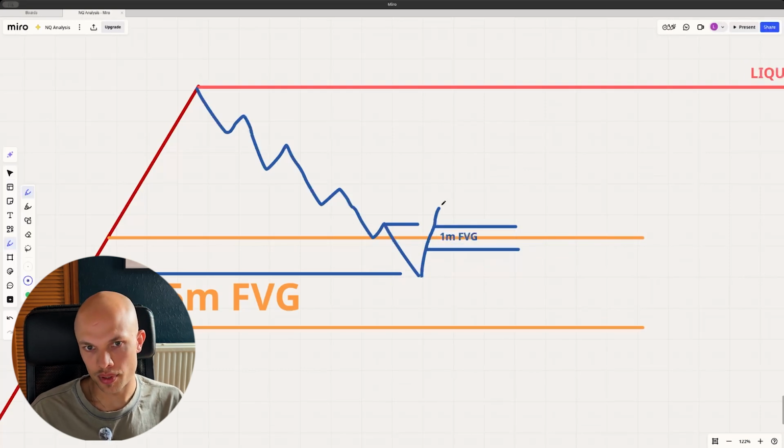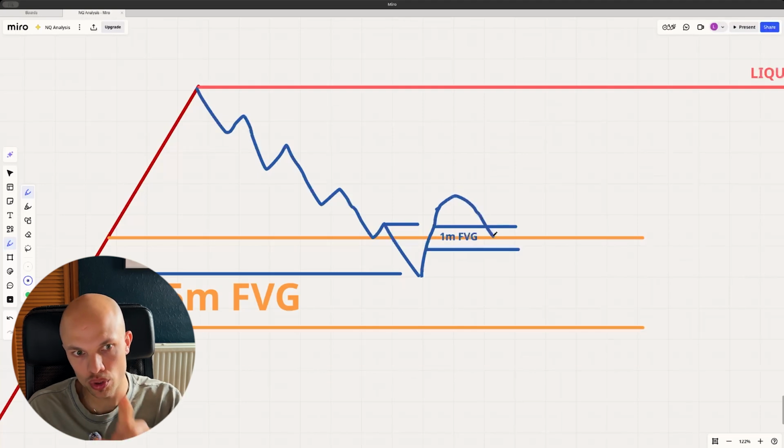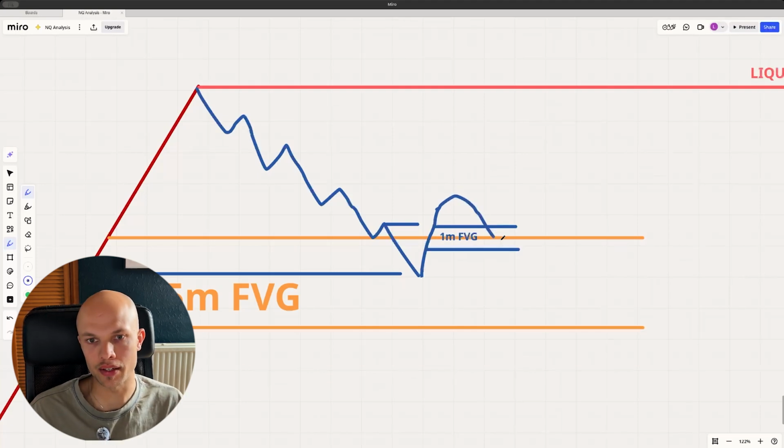What we'd like to see is price retrace back to our 1 minute fair value gap, which is also aligned with our 15-minute fair value gap. This is where we can enter a trade. Okay, so we enter a trade here. We put our stop loss below the 15-minute fair value gap or below the 1 minute liquidity area, which is here. We can then target the opposing level of liquidity, which is this high, which was created earlier.